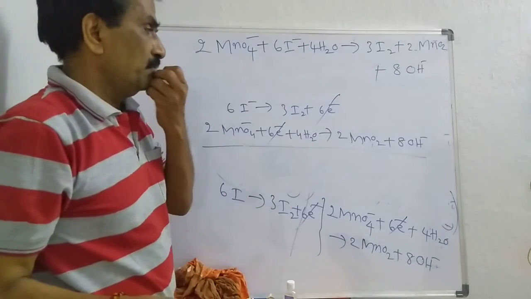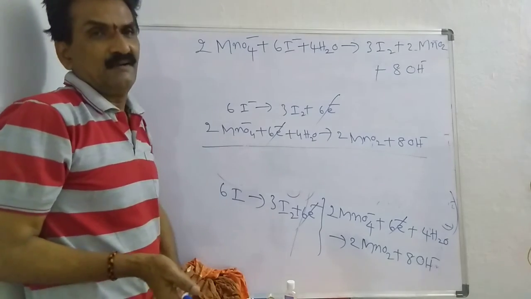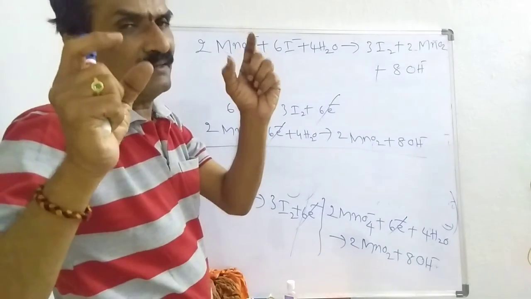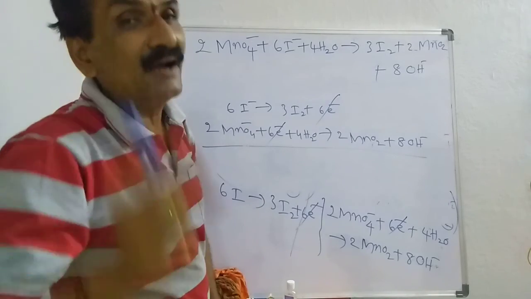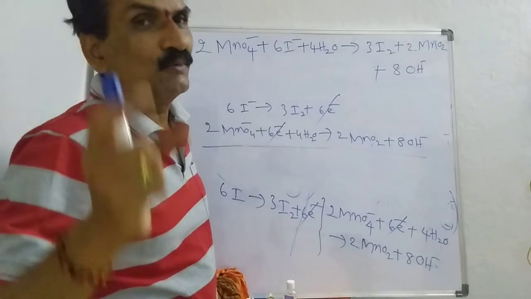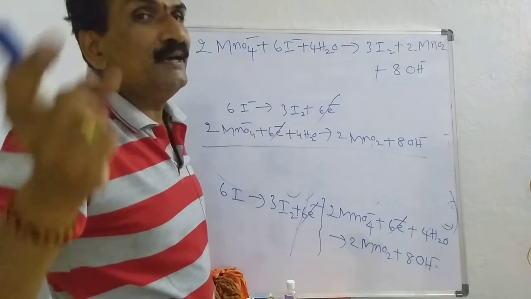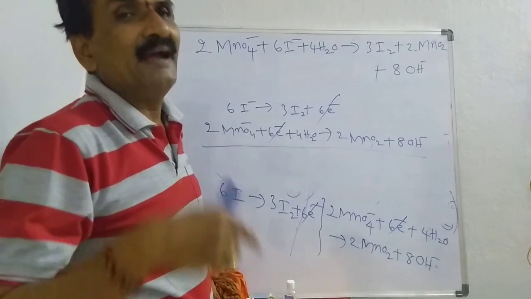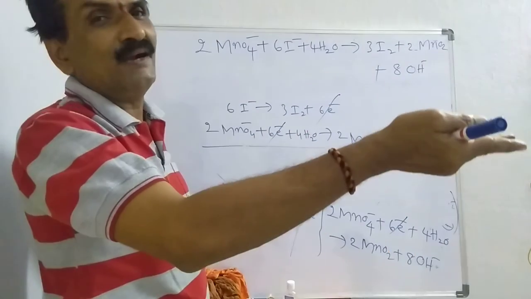Use this. Watch it, you note it, you kindly keep it in mind. Where oxygens are less, you must add OH minus. Where hydrogens are less, you must add H2O, and opposite you have to add OH minus.